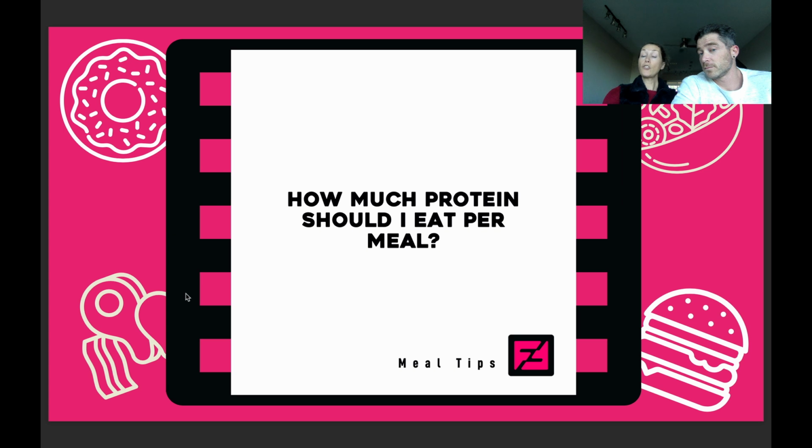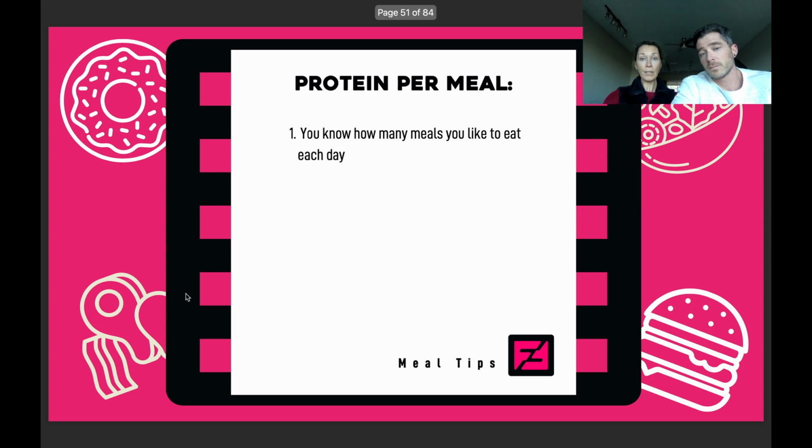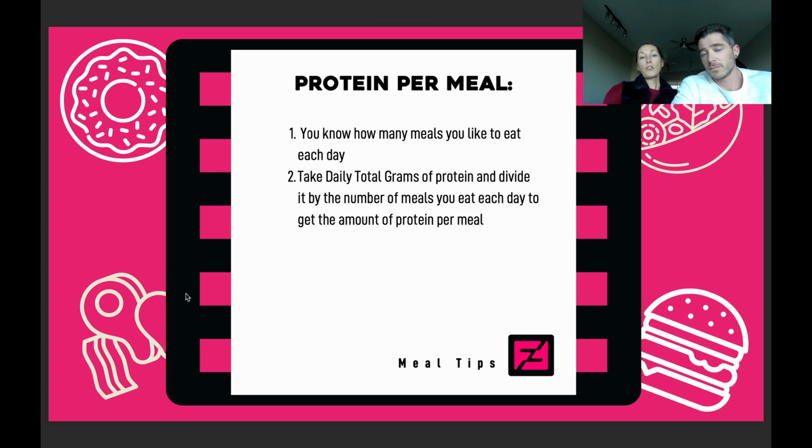How much protein should I eat per meal? So these are simple ways that you can break that up. Some people have a very hard time getting their protein, so it's very important that you spread it out throughout the meals. You know exactly how many meals you like to eat each day. What we're going to do is take our daily total grams of protein and divide it by the number of meals you're going to eat each day to get the amount of protein per meal.